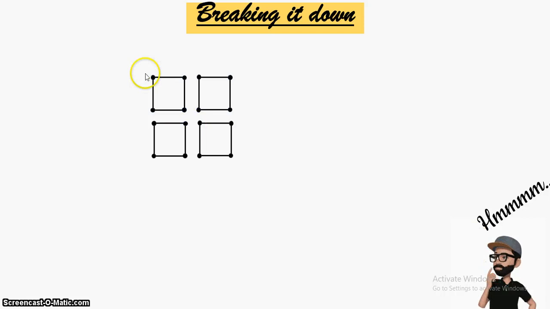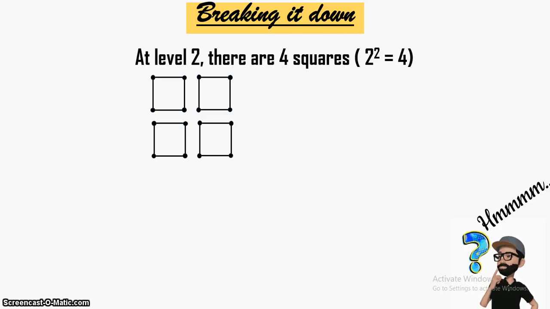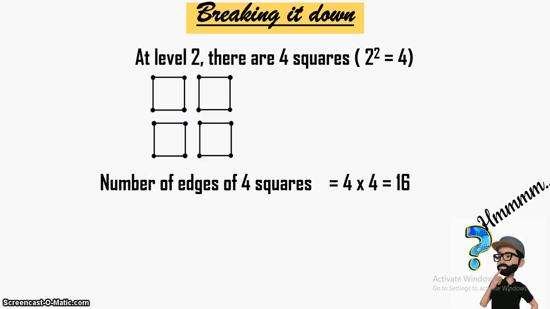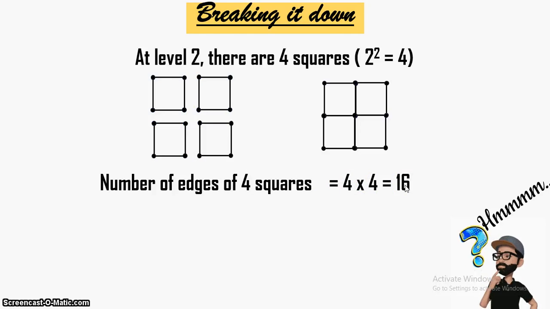Now at the second level, you see here we have 4 squares, 1, 2, 3, 4. So the number of squares here is 2 squared, 2 times 2, that gives you 4. So we go on to say at level 2, there are 4 squares, which is 2 raised to the power 2, to give you 4. The number of edges of 4 squares would be 4 times 4. Why are we using 4 times 4? Each square has 4 edges times 4 squares. That's how we got this as 16.